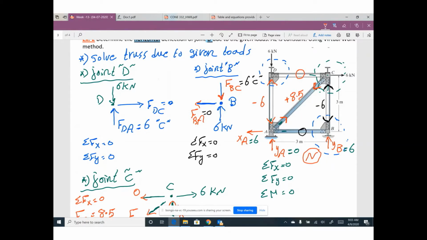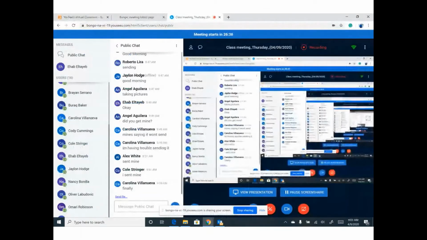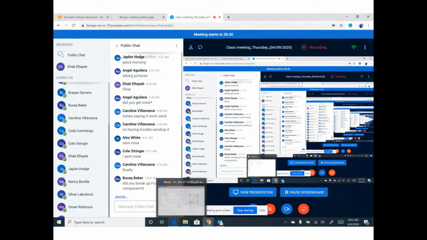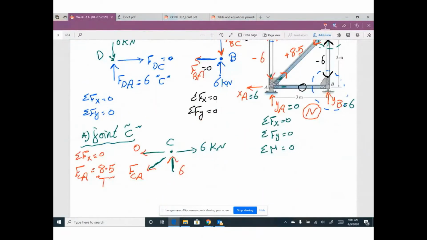Any question so far? If you have any question, let me know. Did you break up FCA? If yeah, you can break it up, but actually, you remember for joint C we have only one unknown. So one equation will be enough. If you apply summation f of x, it will be enough. If you apply summation f of y equals 0, it will be enough.